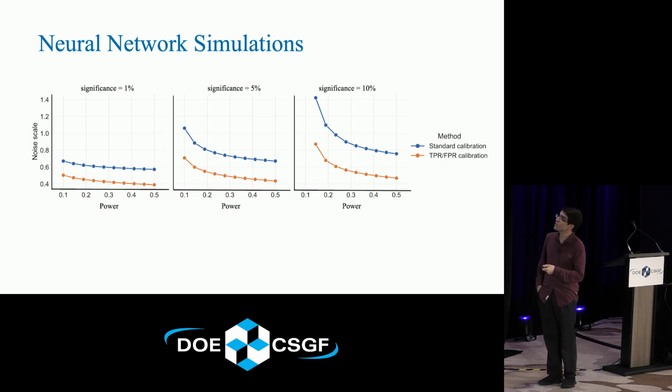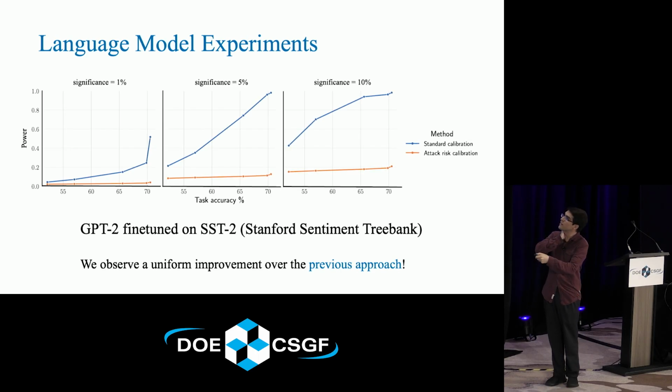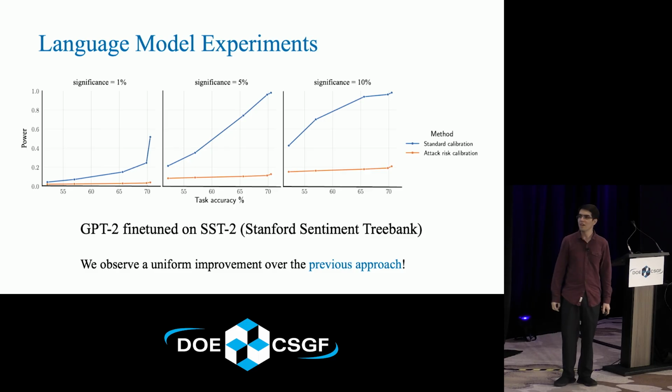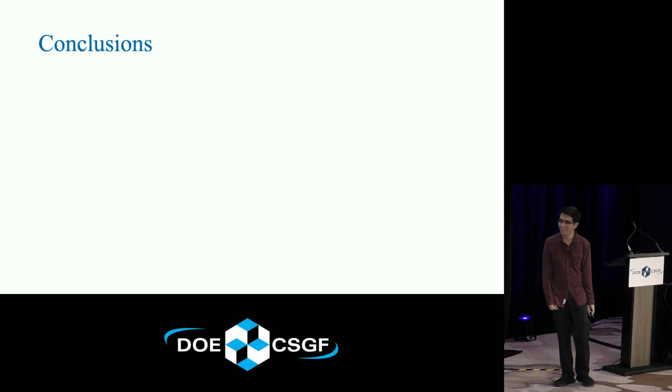Here's a quick simulation of the noise that you need to add. Here we add Gaussian noise to the gradients. That's how you make neural networks differentially private. And my framework allows for about a factor of 2 less noise that you need to add in order to get the same privacy guarantees. Here we made some language model experiments. Here's GPT-2 fine-tuned on some data sets, and you see a uniform improvement with our approach. And that's fun. And then remarks, don't have time for that.